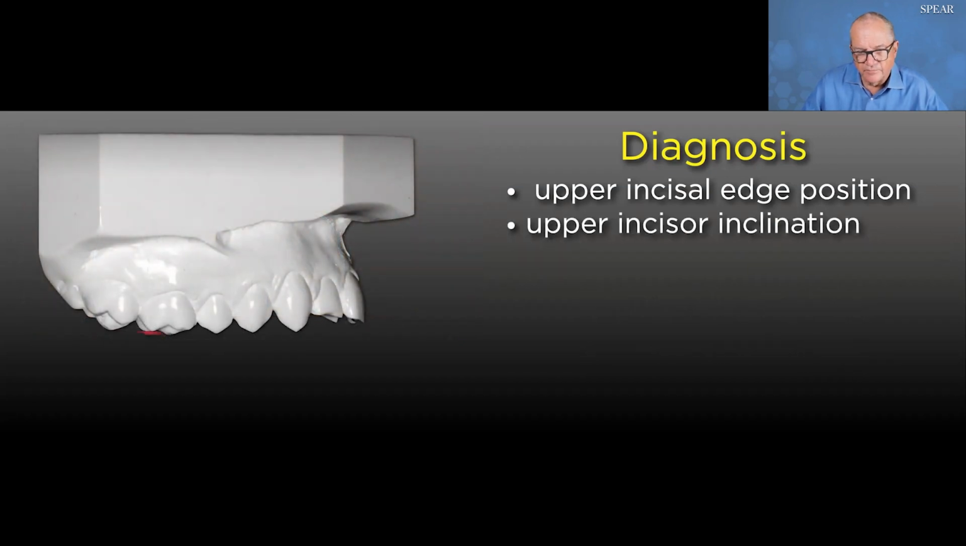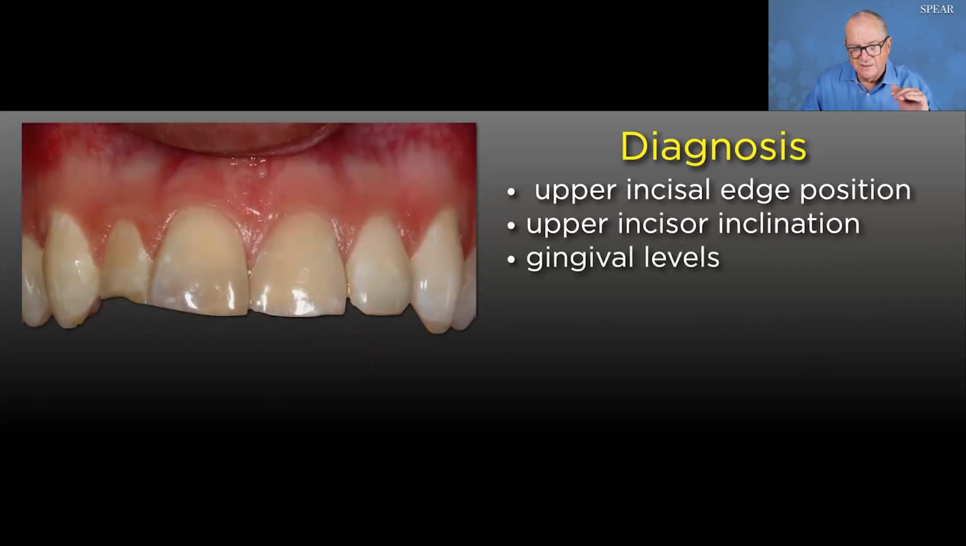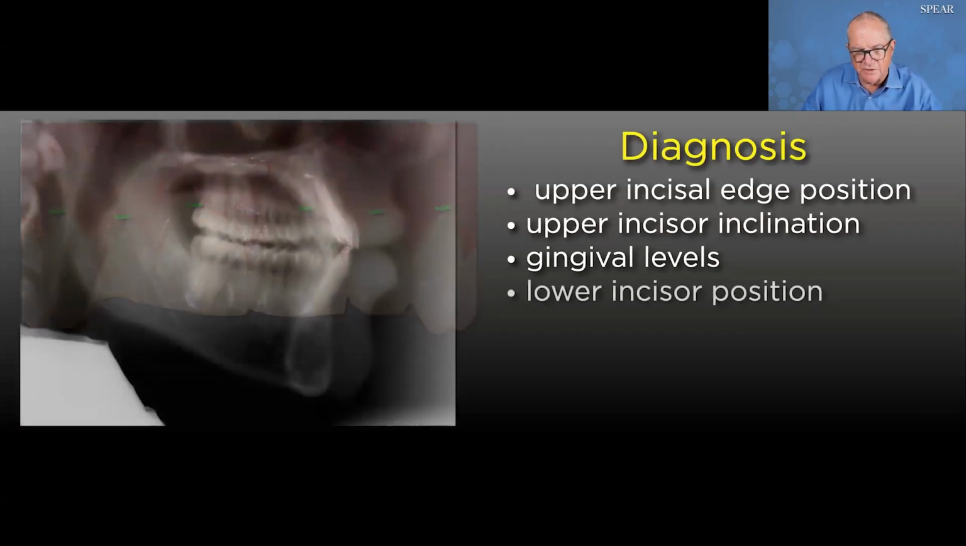So is it because we need to procline the uppers? No, the Andrews line was correct and their inclination is correct. Those upper centrals are perfect. They just need to be lengthened. His gingival levels are virtually ideal. These teeth didn't erupt as they wore. When teeth erupt as they wear, the gingival margin comes down with them.